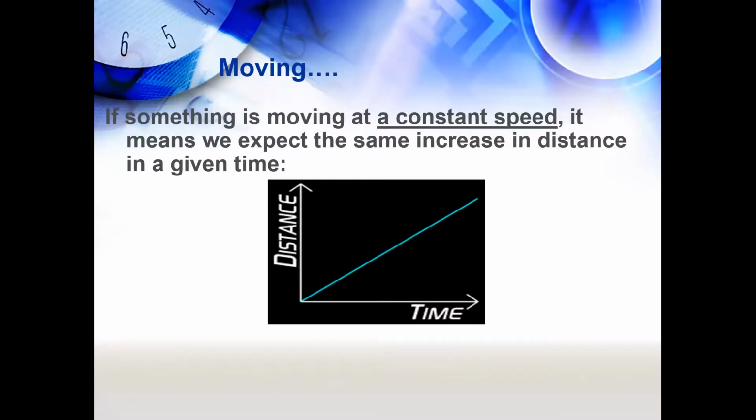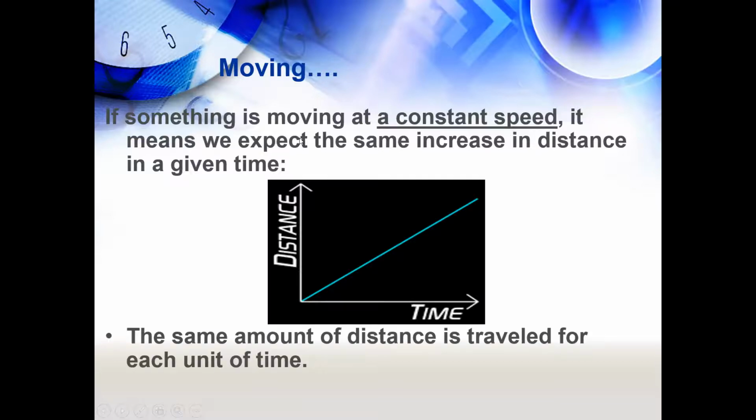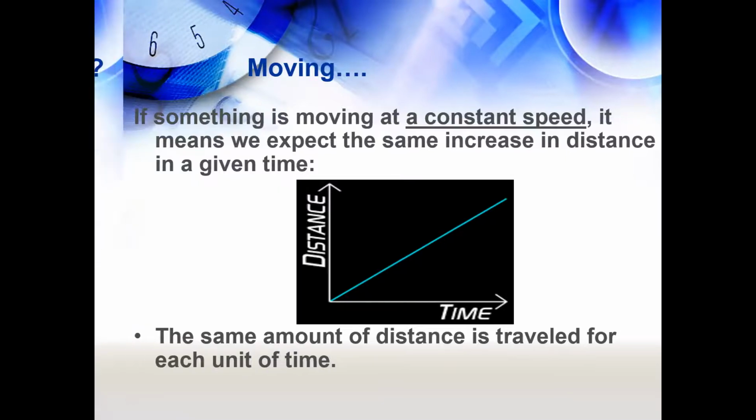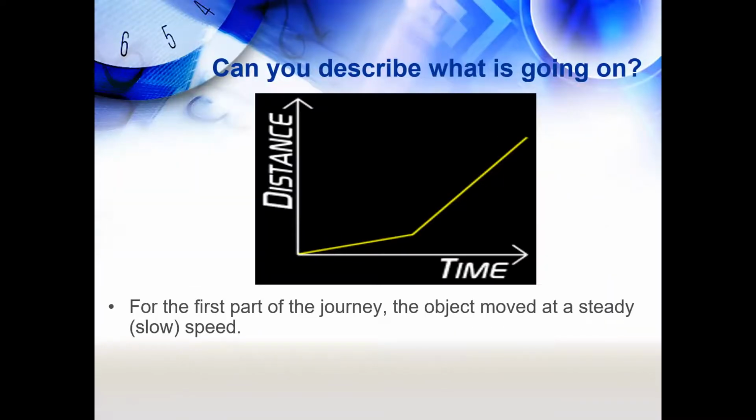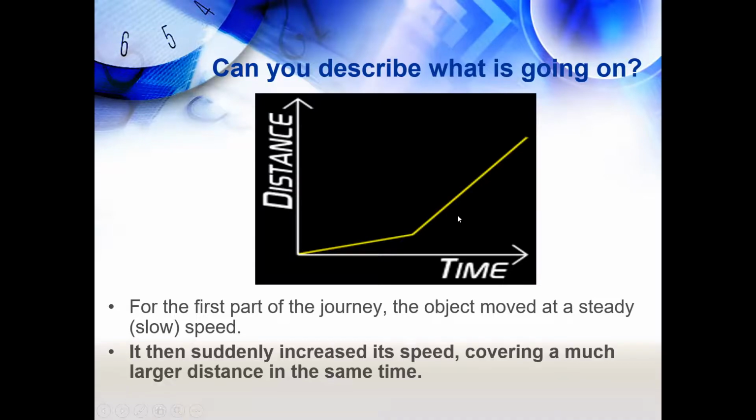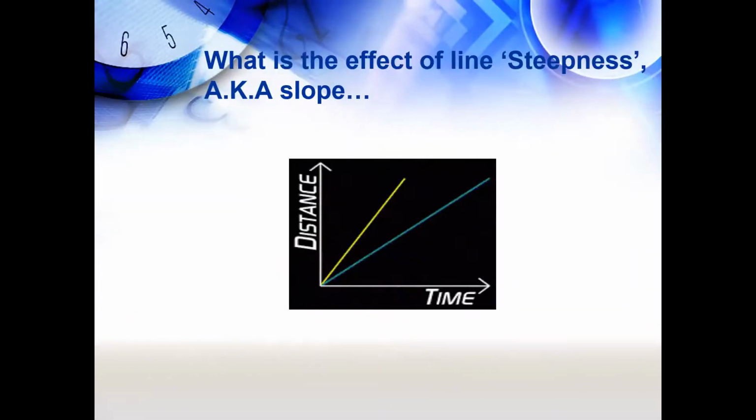If something is moving at a constant speed, it means we expect the same increase in distance in a given time. So we have covered that. The same amount of distance is traveled for each unit of time. Also we have done a similar kind of example. For the first part, the object moves at a slow speed, but in the second part, the object moves with a larger speed. So this is where we are going to start today.